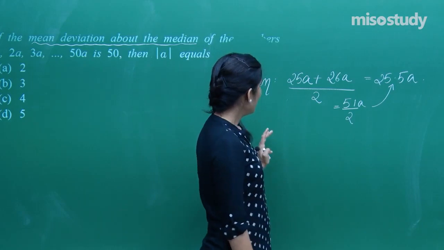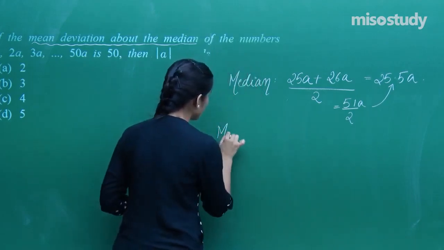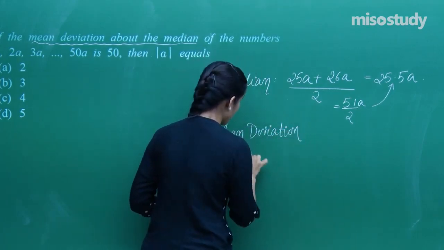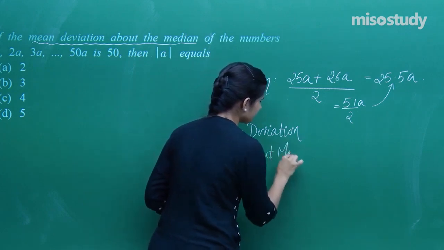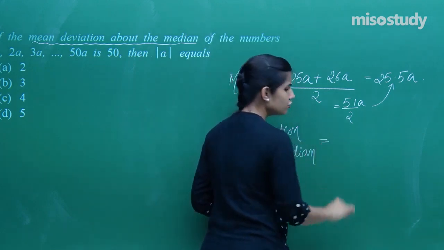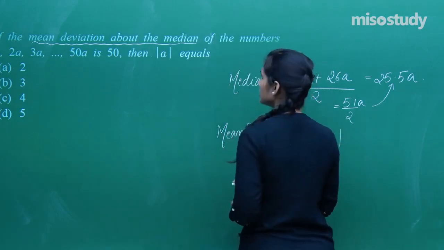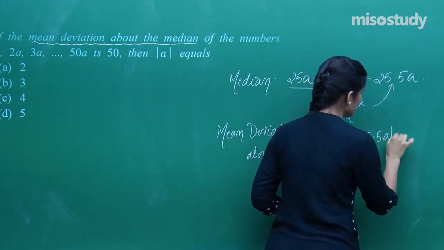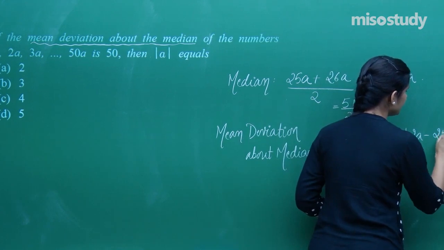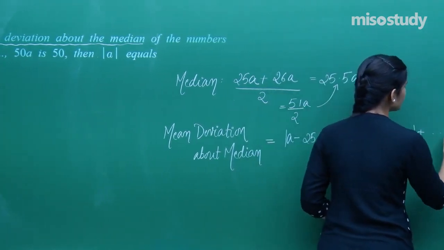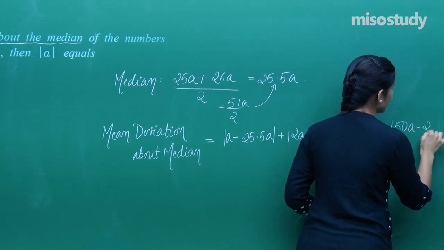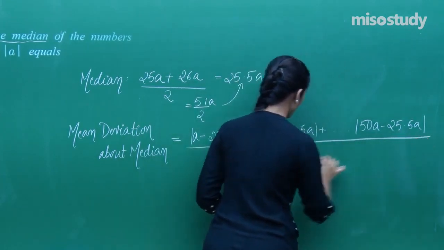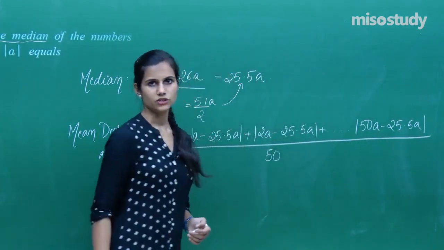Fine. After this, when the median is there, how to get the mean deviation about median? What you do is, you take the mod of the first observation minus the median, plus the mod of the second observation minus the median, plus and so on, up to the 50th observation minus the median, whole upon the number of observations.